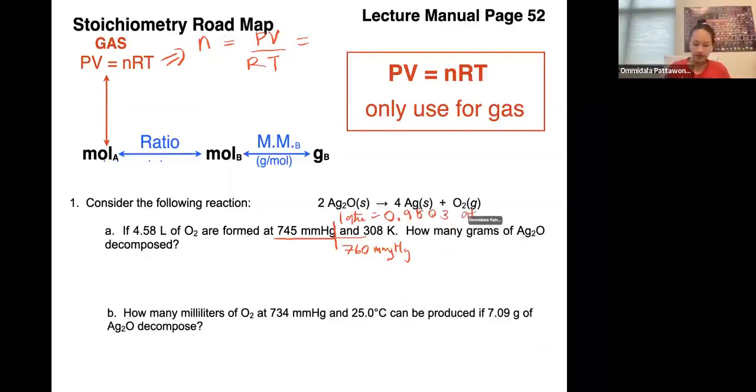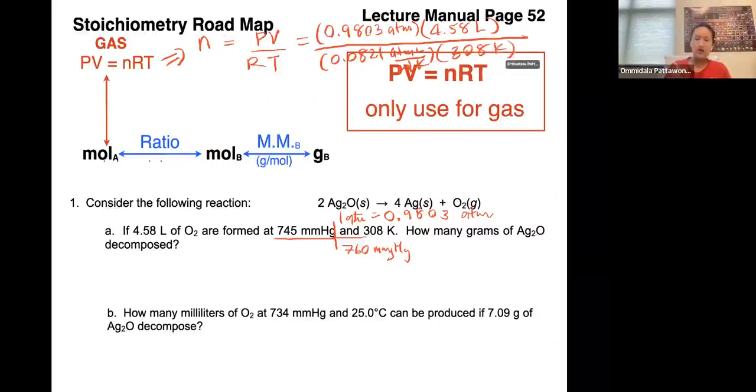That comes out equal to 0.9803 atm. Then I'm going to plug it in: 0.9803 atm, and the volume is 4.58 liters, divided by R, 0.0821 atm liter per mole Kelvin, and then the temperature is 308 Kelvin. If you do this correctly, you are going to get n to come out to be 0.1775. I'm just going to leave it like this.